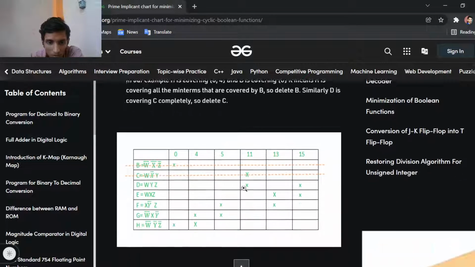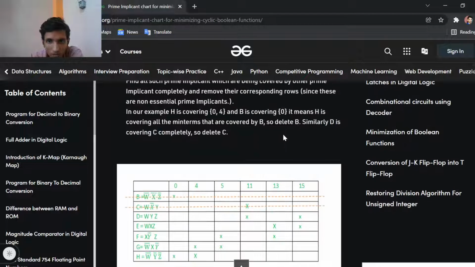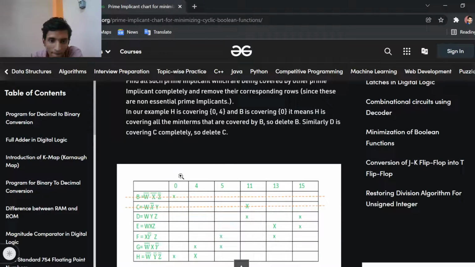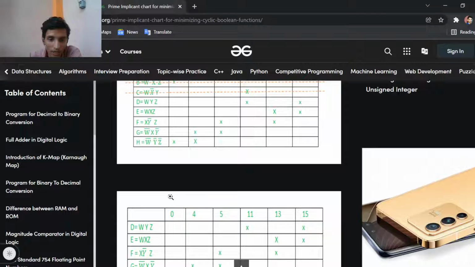B is covering 0. So it means H is covering all the minterms that are covered by B, so we can delete B. Similarly, D is covering C completely, so delete C. So now we get that D is also going to be present in the final minimal expression which we are going to find.